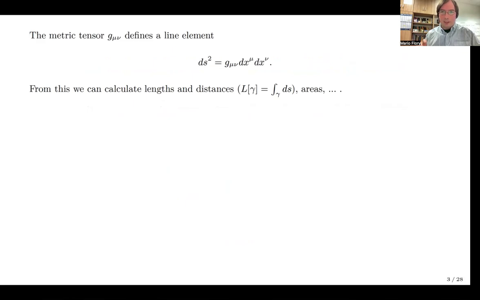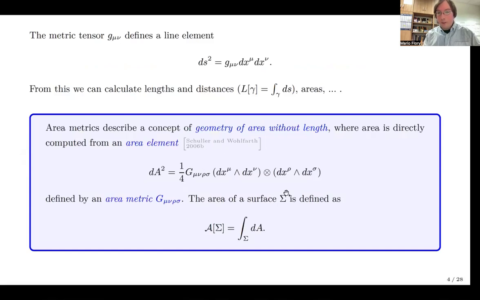If you only care about areas and you don't want to do the detour of defining length first, you can instead work with so-called area metrics, which take this form. So here we look at these little bivectors, which are spanning infinitesimal parallelograms. They are contracted with this object here, which is the area metric, in order to define what we call the infinitesimal area element. And then by integrating this area element along a surface, you can define the area content of that surface.